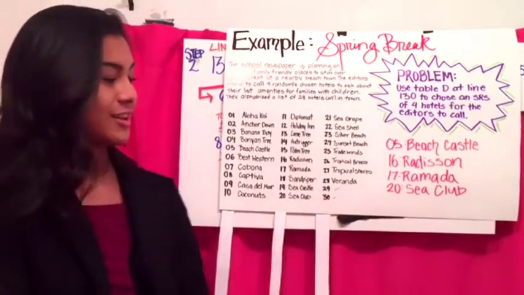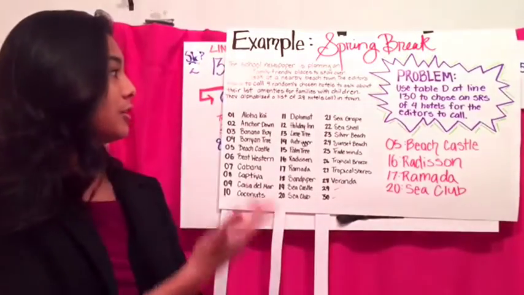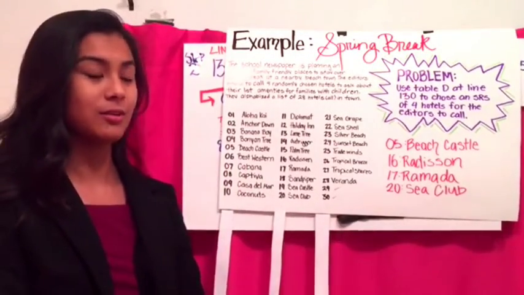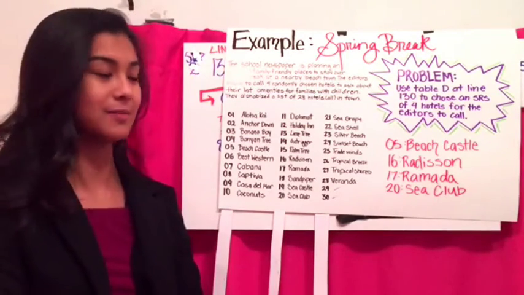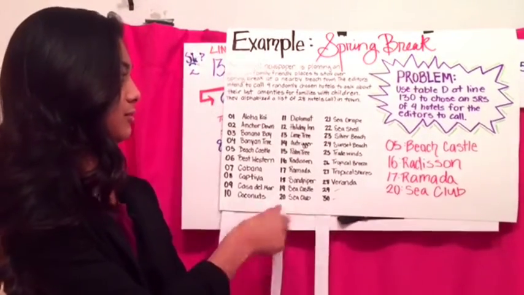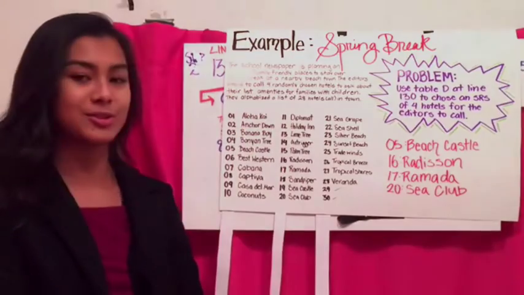There it is. So now that we know how to do SRS using Table D, we can now generate random outputs manually without the calculator and find out which 4 hotels the newspaper is going to call.